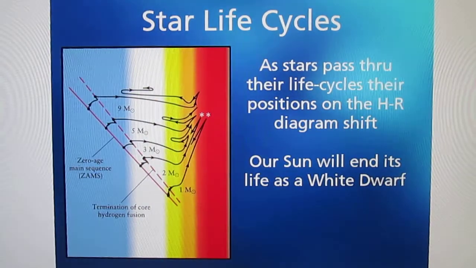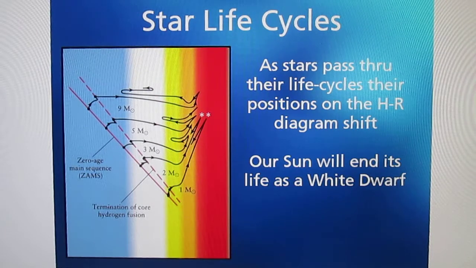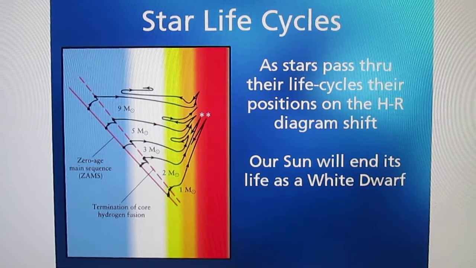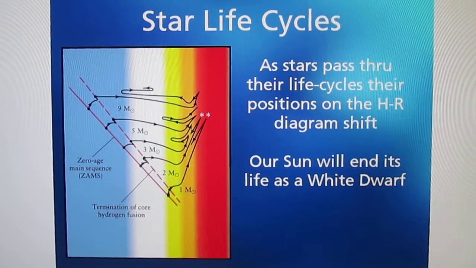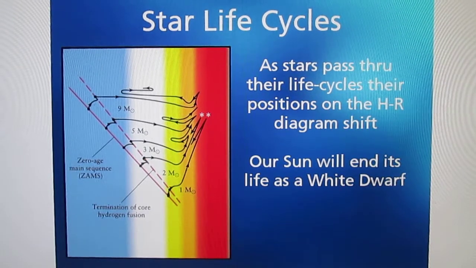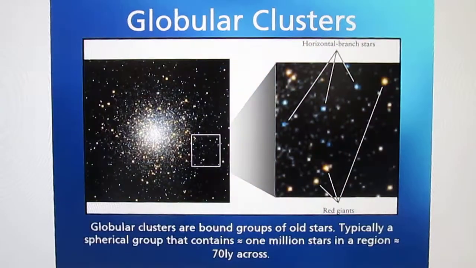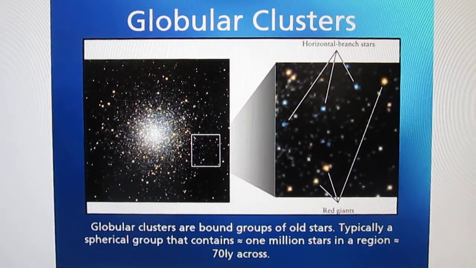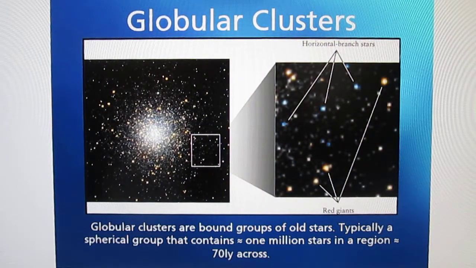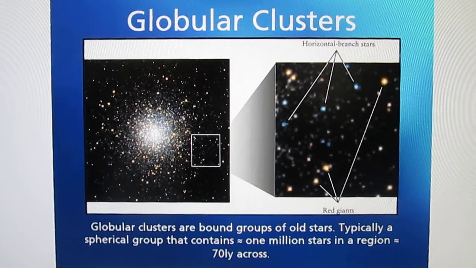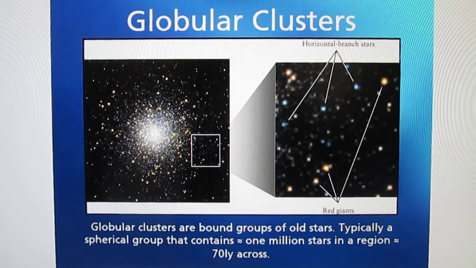As stars pass through their life cycles, their positions on the HR diagram shift. This is a computer representation of the life track cycles for 5 different stars as they move throughout their life phases. Globular clusters are bound groups of old stars. Again, we know this from our Hertzsprung-Russell diagrams. We can measure the ages of stars relatively.